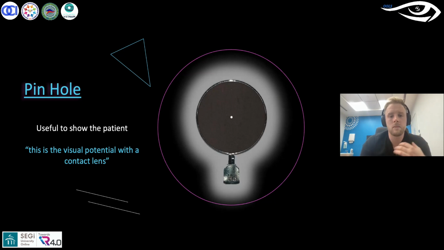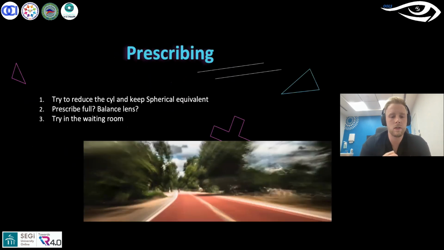Now we've finished the refraction, remove the pinhole lens. When prescribing, we're trying to reduce the cylinder as much as possible, but still keep that spherical equivalent. The difficulty comes, do we prescribe the full prescription? Do we prescribe a balanced lens in the more difficult eye? All of these are right answers. If you work in a hospital or a practice where you have the ability to easily reglaze the glasses, I would be more keen to go for the best possible vision. At the end of the day, that's what we're trying to give these patients, is the best possible vision.